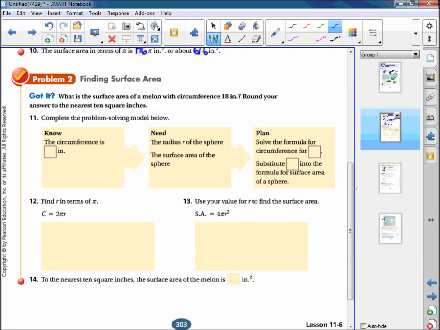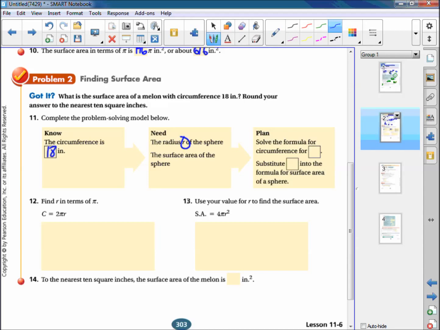All right, problem number 2, still about finding the surface area of a sphere. What is the surface area of a melon with a circumference of 18 inches? Round your answer to the nearest 10 square inches. Okay. All right, so complete the problem-solving model below. So the circumference is 18 inches. What do we need? Well, we need to know the radius, because that's the important part to do formulas for a sphere. And then we, of course, need to know the surface area of the sphere after we find the radius.